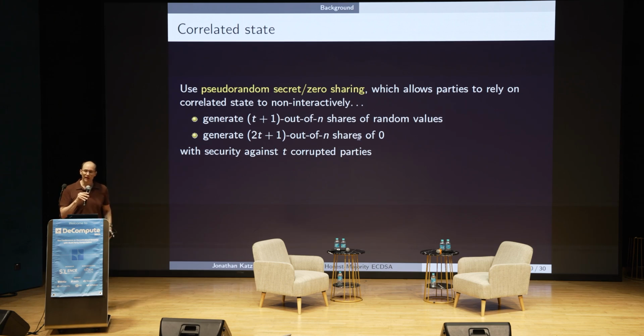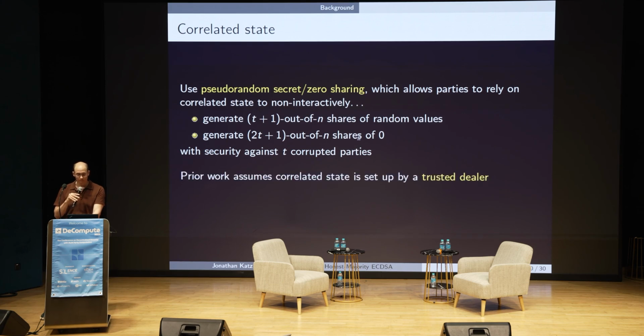I'm not going to go into the math behind it, but it's really beautiful because it allows the parties, once they've set up this shared state, to then non-interactively generate t+1 out of n shares of random values and 2t+1 out of n shares of a value that's guaranteed to be 0. So it's a random sharing, but guaranteed to be of a 0 value. And both of those offer security against up to t corrupted parties. These are very useful if you can set up the shared state among those servers, because it gives them a very efficient way to generate these random values that are useful during the course of a protocol.